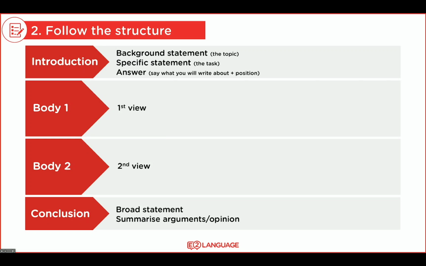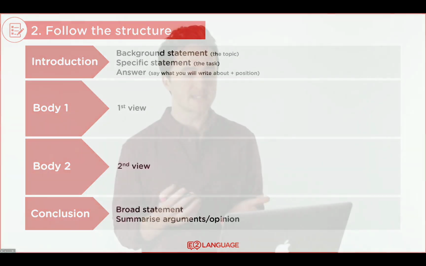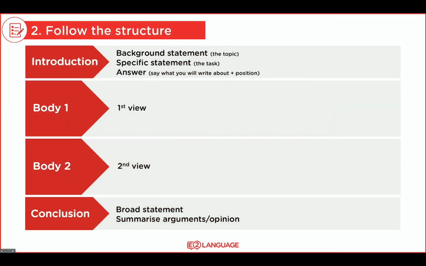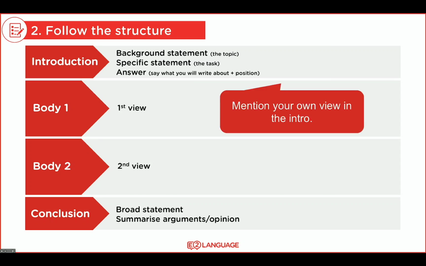Then the third part of my introduction will be my answer. I'm actually going to say what I'll write about, plus I'm going to give my position on this, my opinion. Even though it didn't ask me for my opinion, I can still give my opinion throughout. That's fine, and it's probably a good idea. Then we have body paragraph 1, where I'll talk about the first view. And in body paragraph 2, I'll talk about the second view. This will be followed by a conclusion where I again start with a broad statement about the topic. Then I summarize the arguments, and I'll also include my opinion as well.